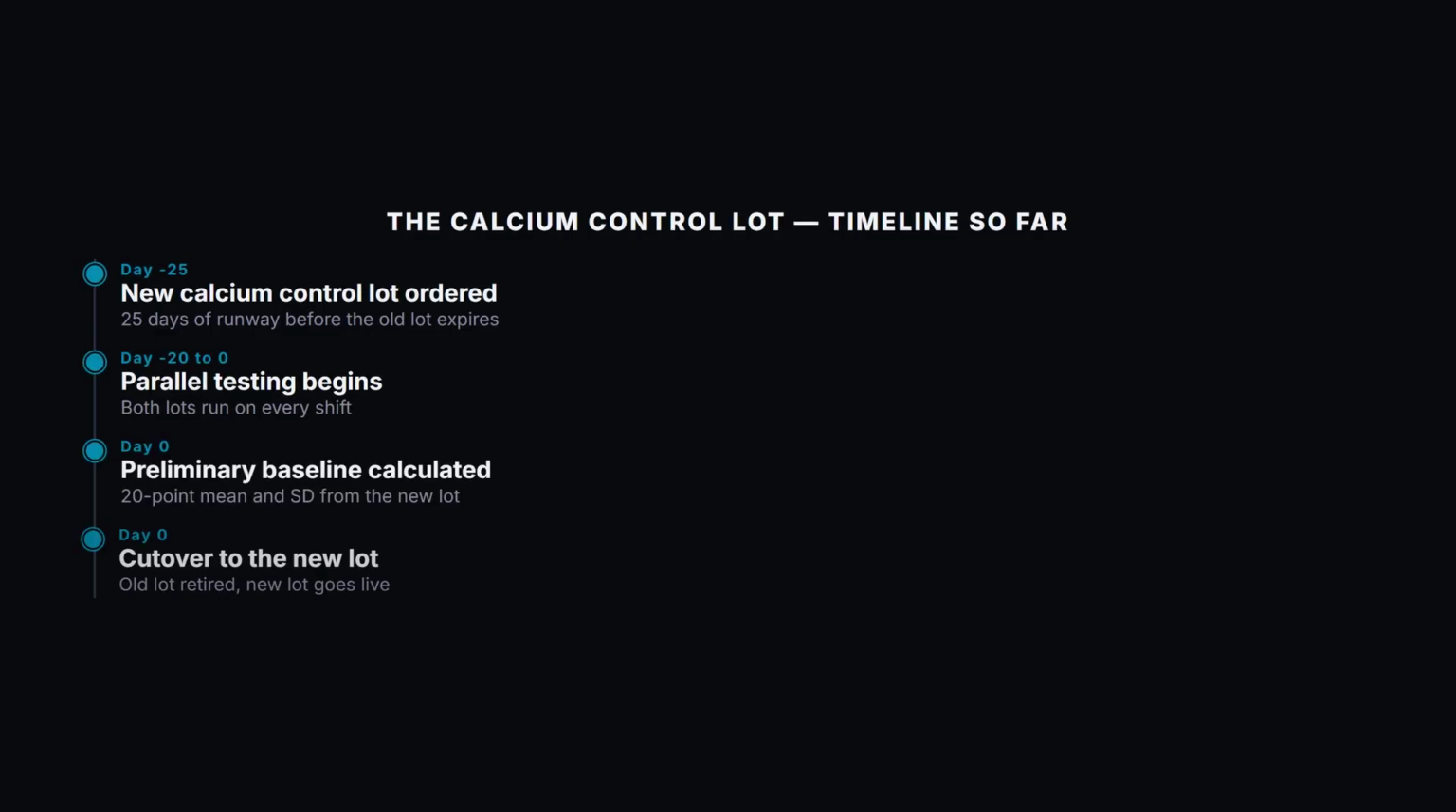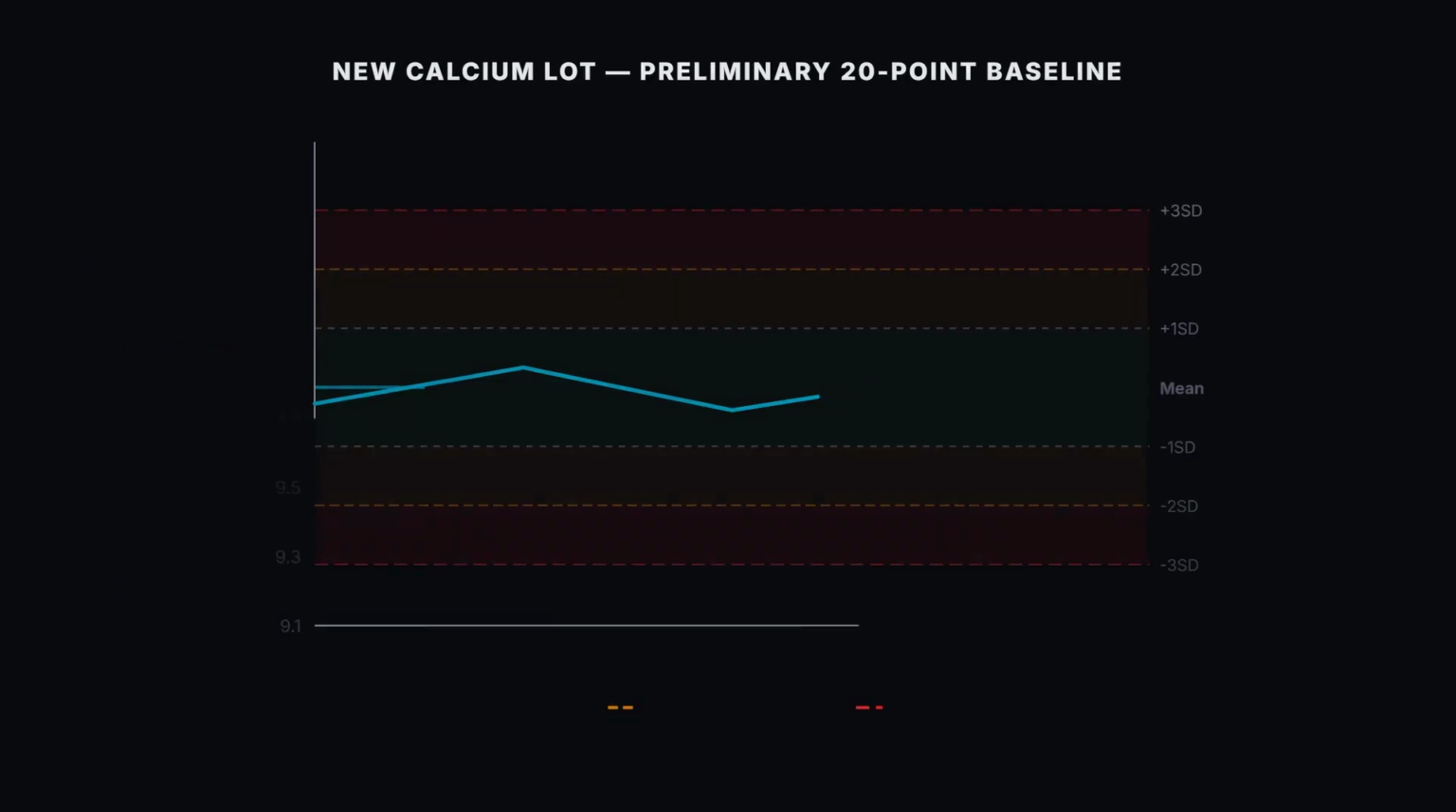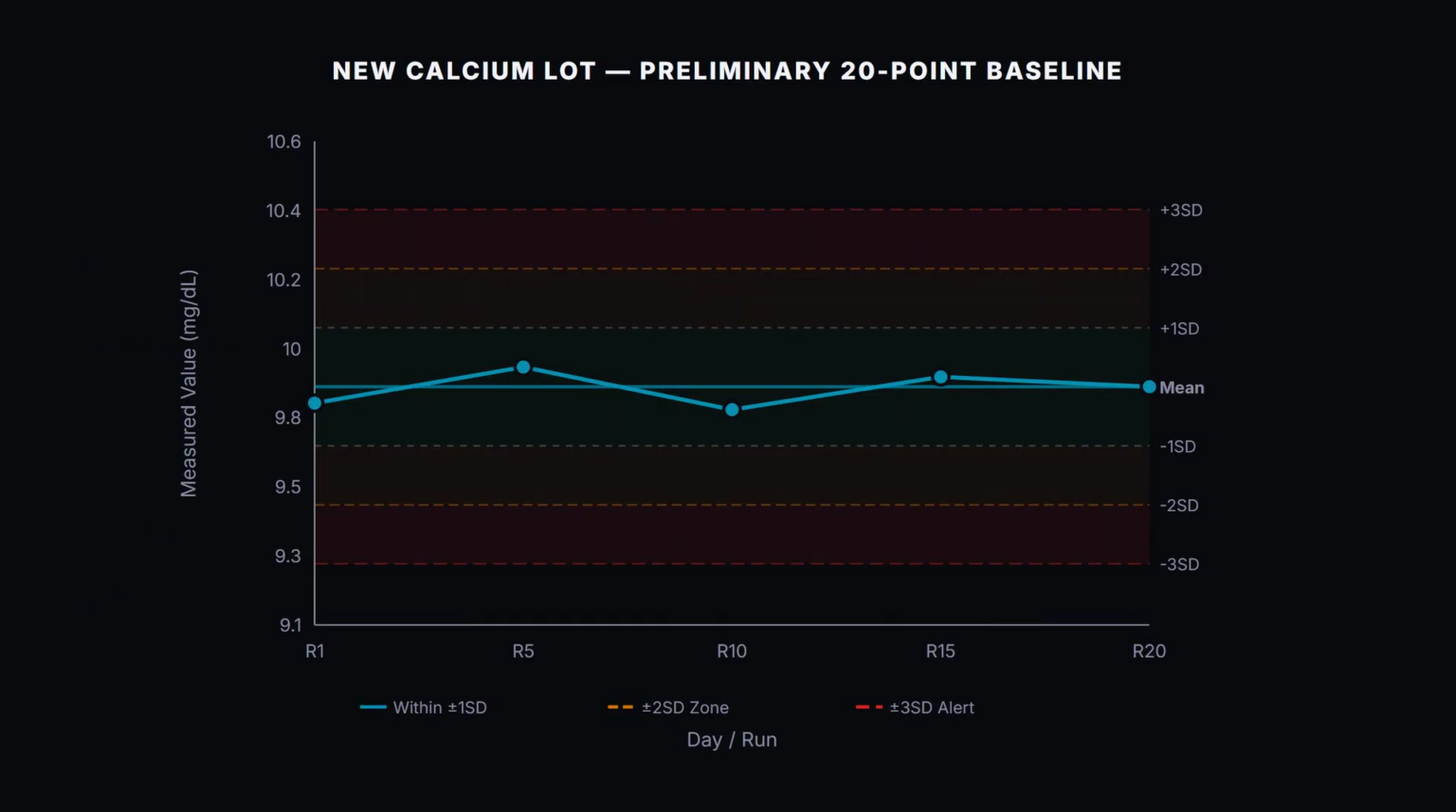The same sequence that should play out on every analyte, every lot, in every lab running a properly managed QC program. The new lot's 20-point parallel data produces a preliminary mean of 9.85 milligrams per dL with an SD of 0.18. Notably close to the outgoing lot's documented 9.78 milligrams per dL, a small, expected lot-to-lot difference well within normal manufacturing variation. So the cutover proceeds as planned.